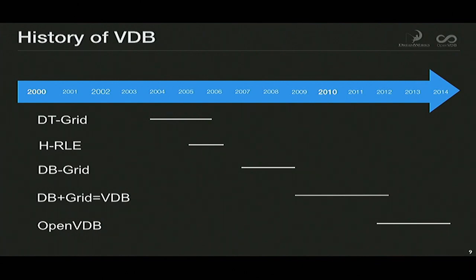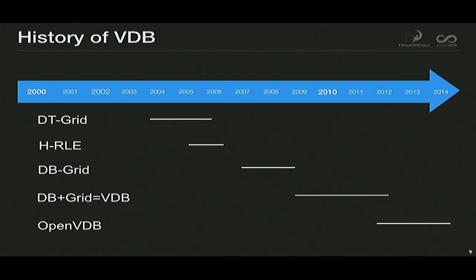So VDB or OpenVDB has sort of been my pet project for many, many years, probably too many, to be honest. It's almost embarrassing now that I look at the whole scheme. The first two were done with some PhD students of mine, but the last three were done after academia. So the DT-Grid and HRLE. The DB-Grid was when I left academia and went into the movie industry, I immediately thought, oh, I know how to do this.